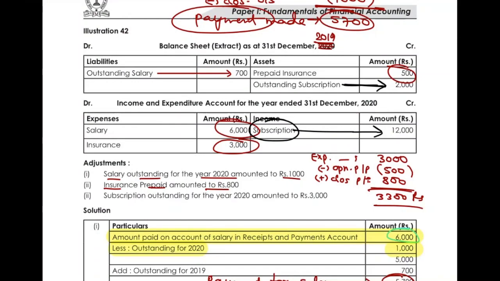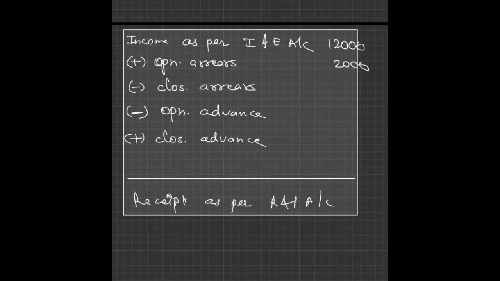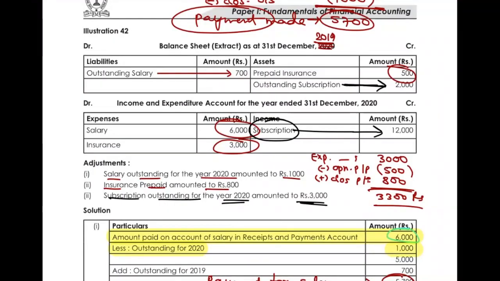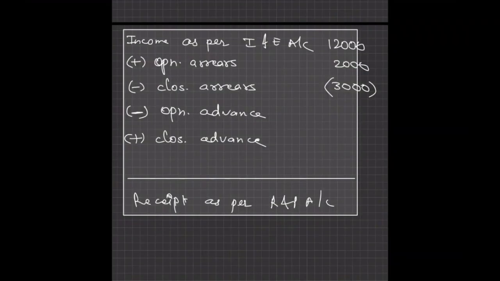Then they have also given subscription outstanding for 2020 is 3000. That is your closing outstanding, closing arrears, 3000. That needs to be deducted. Anything else? No, sir, nothing else. Just do the total. You will get the receipt as per the income and receipt and payment account.